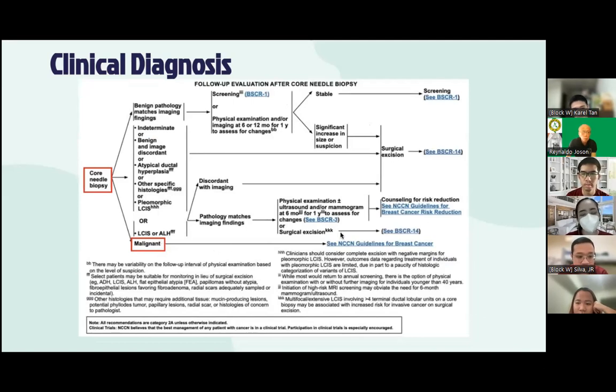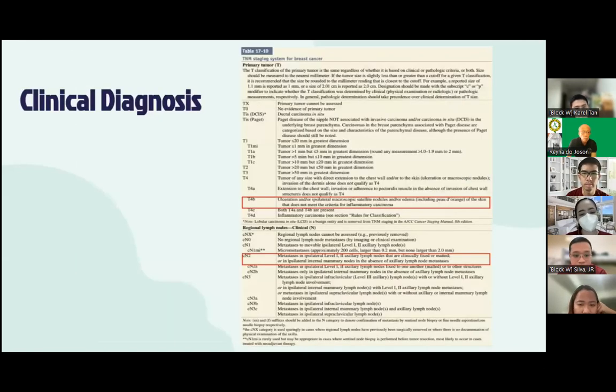So for the clinical staging of the breast mass, the clinical stage of breast cancer is primarily determined through physical examination of the skin, breast tissues, and regional lymph nodes. So for the clinical staging, ginamit po namin is TNM staging for the breast cancer.